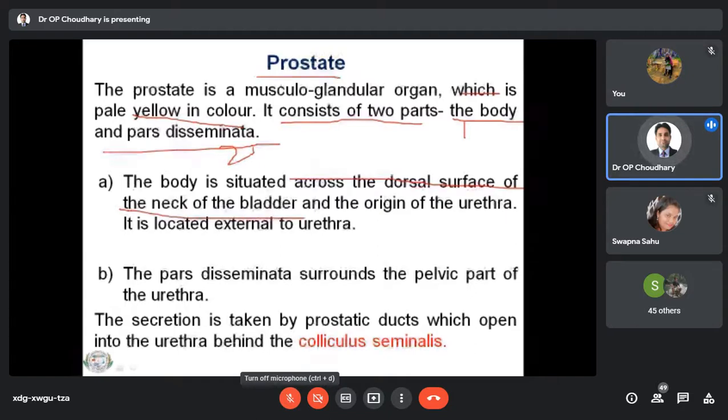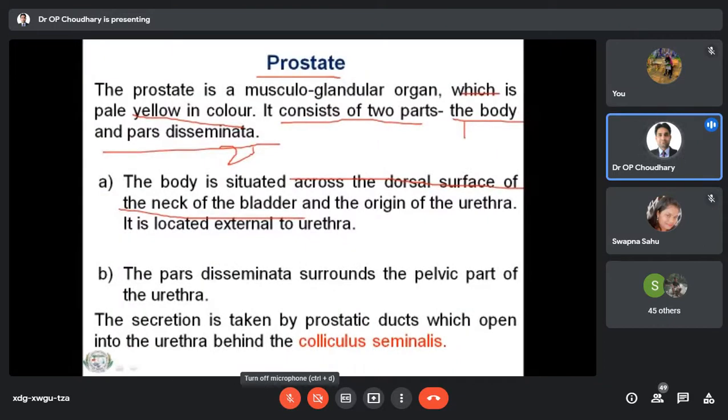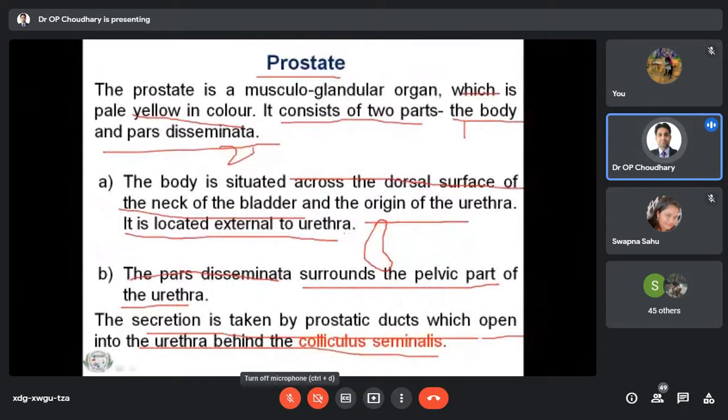As you know, the urinary bladder consists of the neck, body, and the vertex. So this prostate gland is situated across the dorsal surface of the neck of the bladder, and also it is very near to the origin of the urethra. It is located external to the urethra. The pars disseminata, which is the second part of the prostate, surrounds the pelvic part of the urethra. It will be present like this. And the secretion is taken by the prostate ducts, which open into the urethra behind the colliculus seminalis.